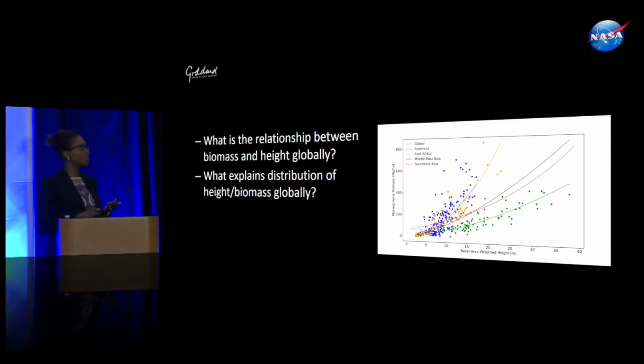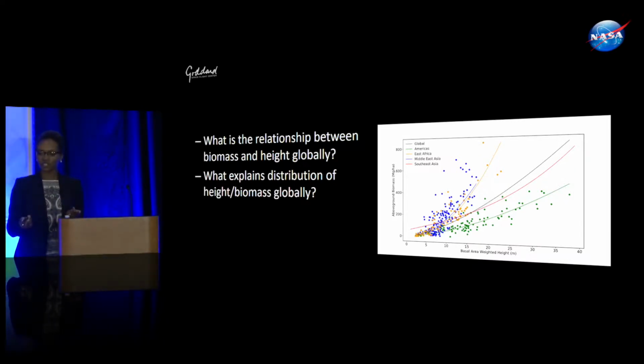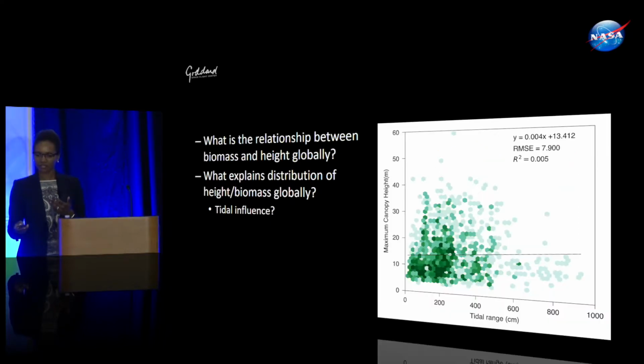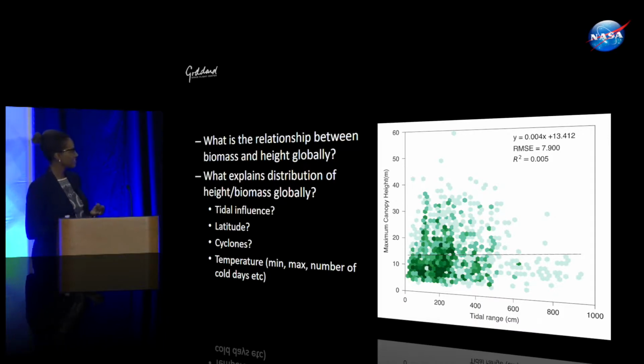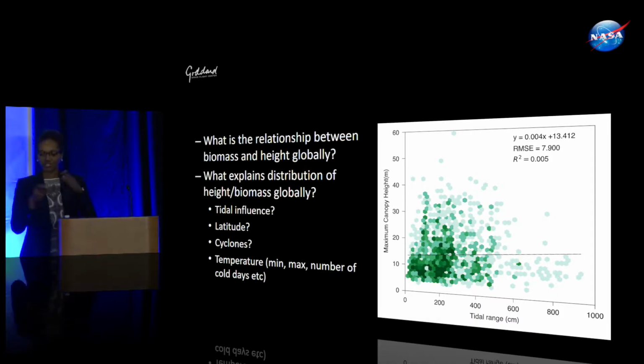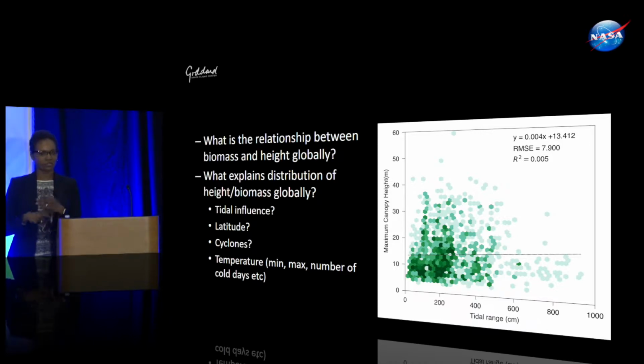We also wanted to know what is explaining the distribution of above ground height and biomass globally. First we thought, well, maybe it's tides. Maybe if you have a higher tidal influence, that'll allow you to have taller trees. So we took a model of global maximum tide and tidal range, and then we plotted it against maximum canopy height, and there's absolutely no relationship. So we thought, okay, well, it's not tide. Then we thought, is it latitude, is it cyclones, is it temperature? And we just threw in all of the different temperatures: minimum, maximum, number of cold days.